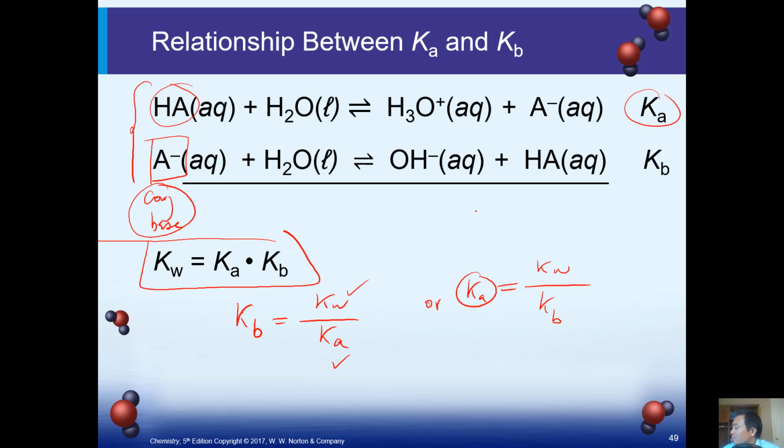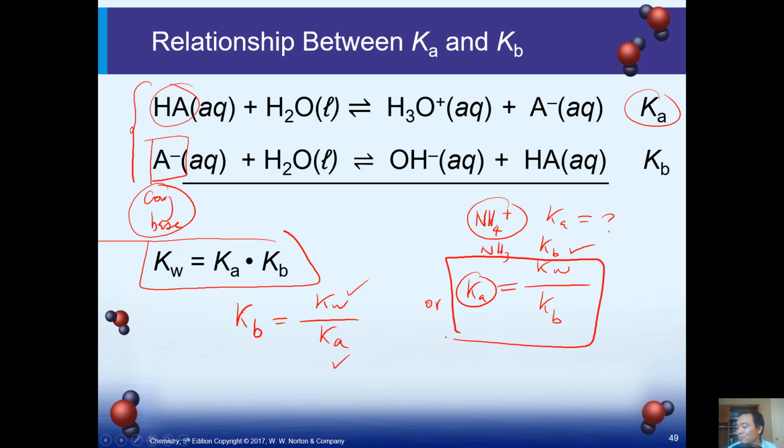If, for example, I give you NH4+, what is the Ka for this? Oh, Ka usually is not provided for this ammonium. Rather, the Kb for NH3 will be provided. So if you want to calculate the Ka for ammonium ion, you will do this equation, similar to what we talked about for the other case.